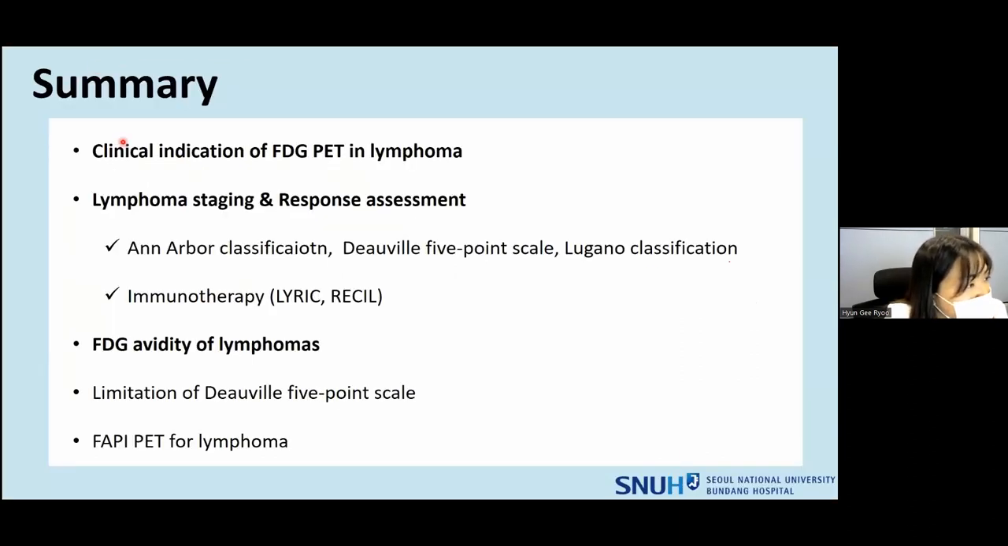In today's lecture, I introduced the clinical indications of FDG PET in lymphoma, and I also explained lymphoma staging and response assessment based on the Ann Arbor classification, the Deauville 5-point scale, and the Lugano classification. I also explained the RECIL and RECIST-related criteria, which help treatment response decisions after immunotherapy. And I explained the FDG avidity of lymphoma. I also briefly explained the limitation of the Deauville 5-point scale, the score 3, and I briefly showed you FAP PET imaging for lymphoma.